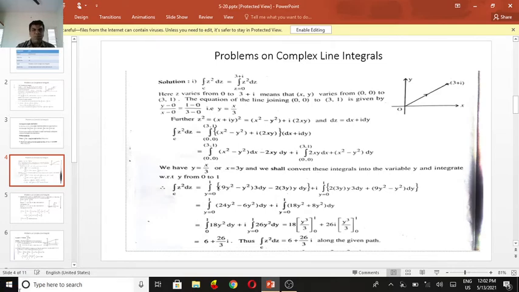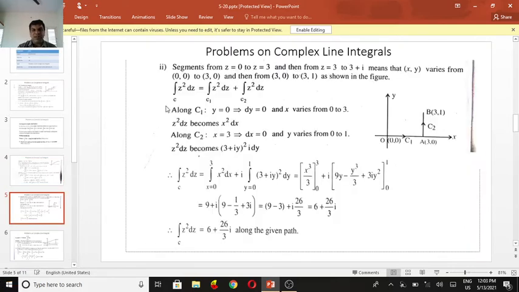The second problem and the same statement: the line segment z equal to 0 and z equal to 3. z equal to 0 means both x and y terms are 0, simply 0 comma 0. z equal to 3 means 3 comma 0. So x term is 3, y term is 0. z equal to 3 plus i means 3 comma 1. This is the line.